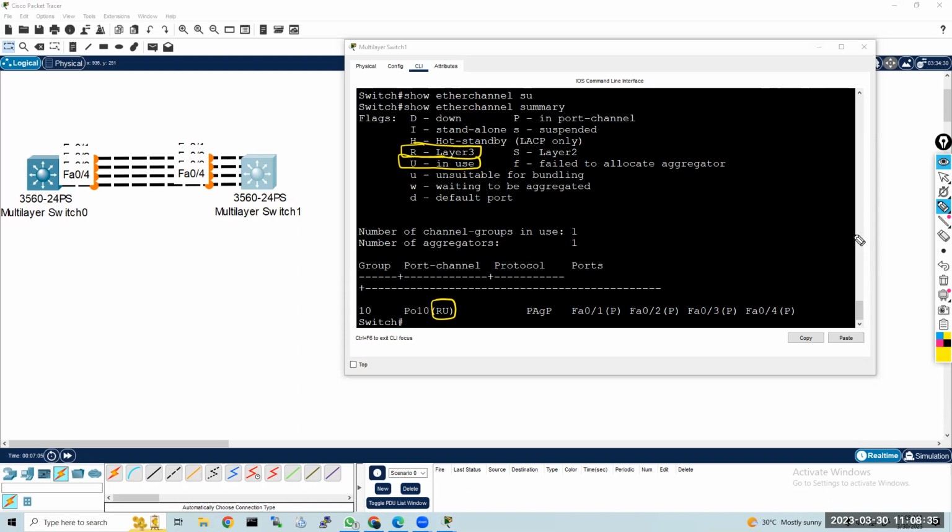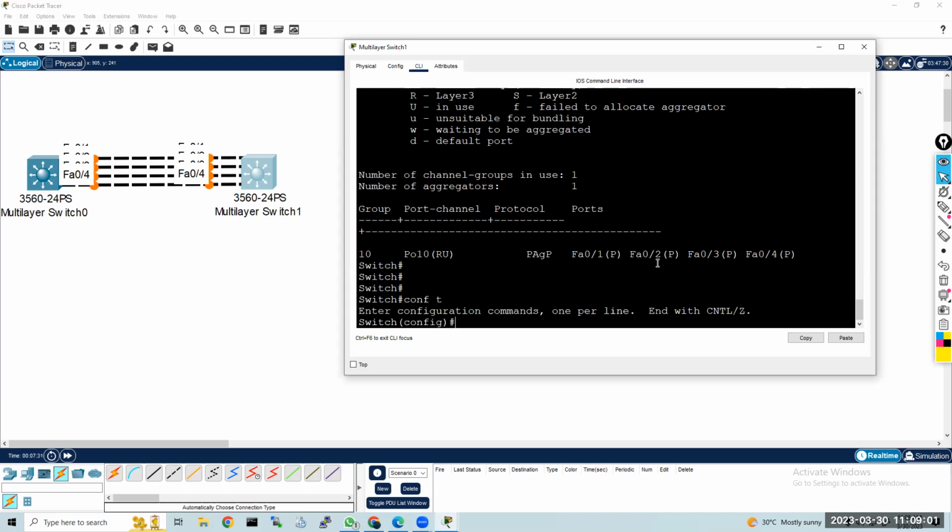Very simple lab. As you know, these are the layer 3 switches. Then the trunk link, same thing. How can we make the trunk link, guys?